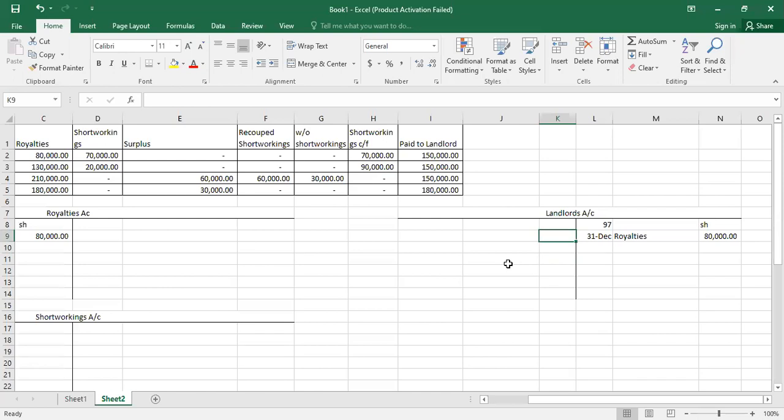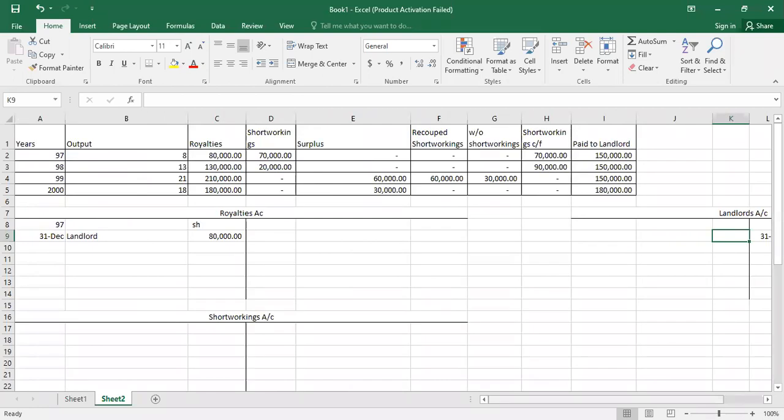Very well. Now we are going to the year 1998. What are we supposed to do? These are 1997. As at the end of the period, we are closing the books, isn't it? You're supposed to close the book for this particular year.